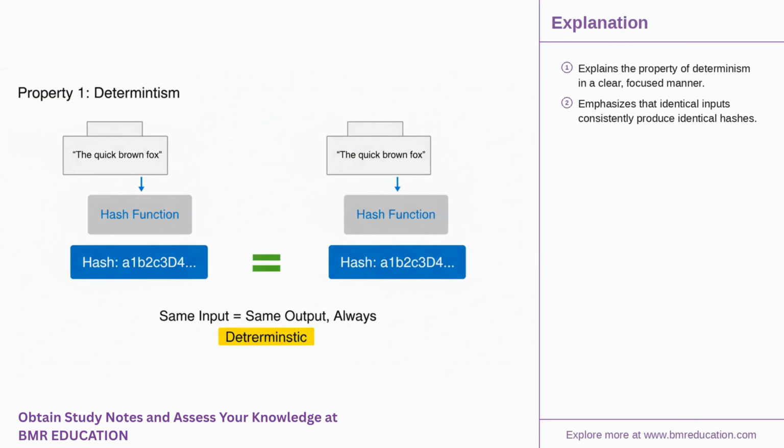Now that we know a hash function creates a fixed-size output, let's explore its first fundamental property, determinism. This is a simple but critical rule. The exact same input will always produce the exact same output, every single time, without exception. This consistency is the foundation of trust in hashing.